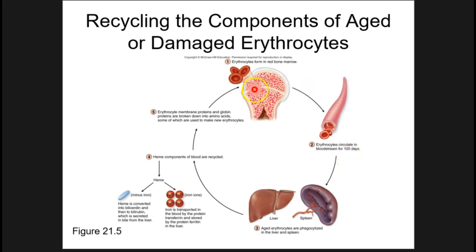As these cells actually leave the red bone marrow for the blood vessels, they lose their nucleus. And what is the significance of a nucleus? What's going to be there that's really important to cell health? Chromosomes. What's on the chromosomes? DNA. And DNA is the blueprint, right? We use the blueprints to make protein components of the cell.